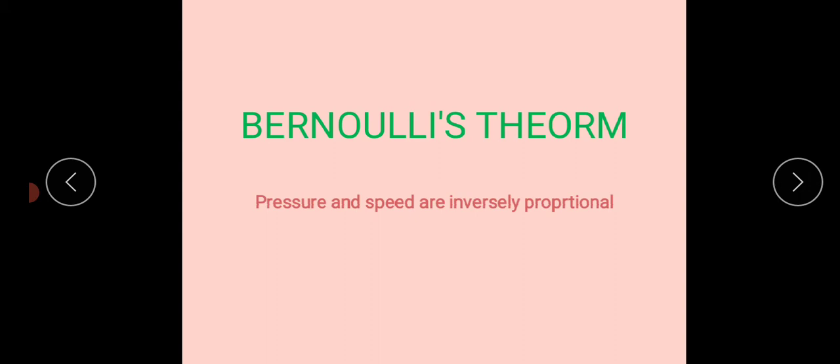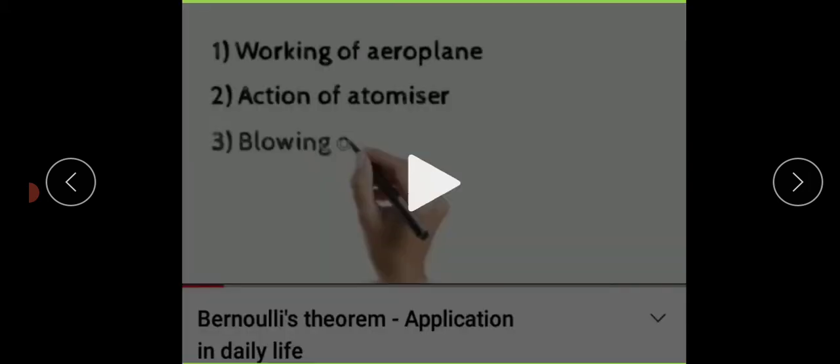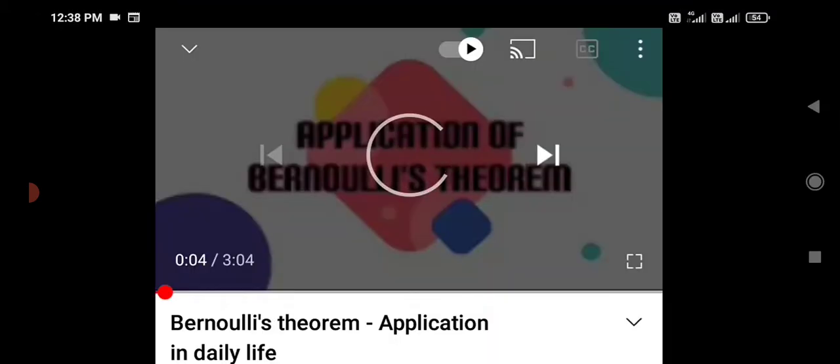So in all cases, pressure and speed are inversely proportional. If pressure is high, speed is low. If speed is high, pressure is low. Like that. This is called Bernoulli's theorem. Based on this, so many applications are there. The five applications he wrote.